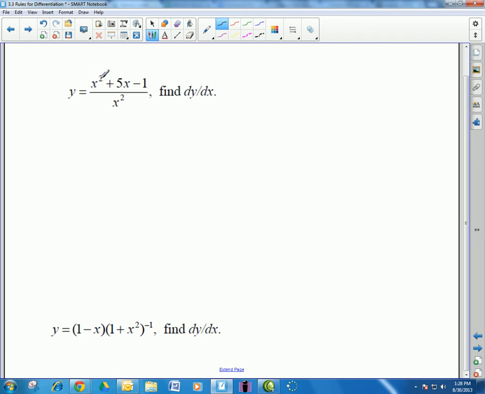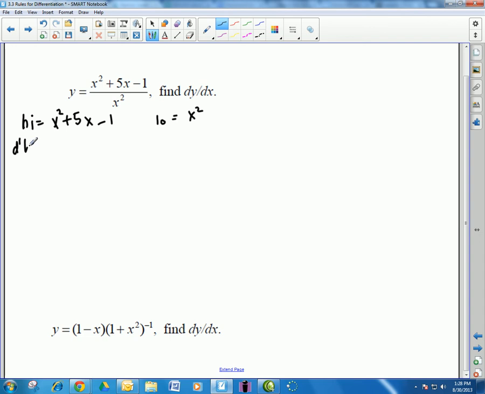Well, we have to use the quotient rule because you have, in your numerator, f of x, and your denominator, g of x. Alright, so we're going to designate our low and high functions. So we have our high function as x squared plus 5x minus 1, and your low function as just x squared. Now we're going to go ahead and find the derivative.